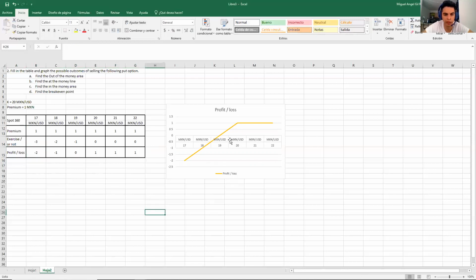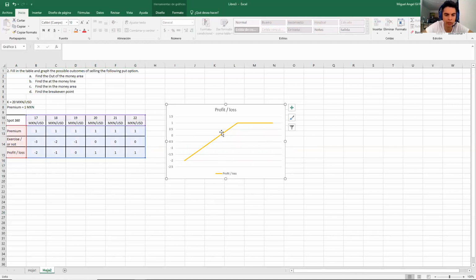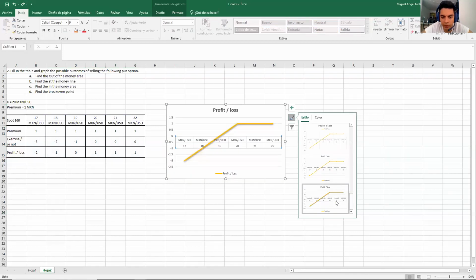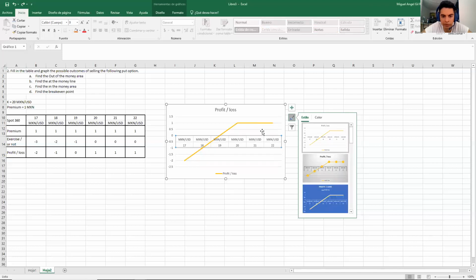I already did this graph, which actually looks kind of weird. Let's see if I can move this, or if not, maybe I can just delete it. Let's see if I can change the style. It seems really weird. I don't know. Well, I hope that you can see that the 0 is in here.